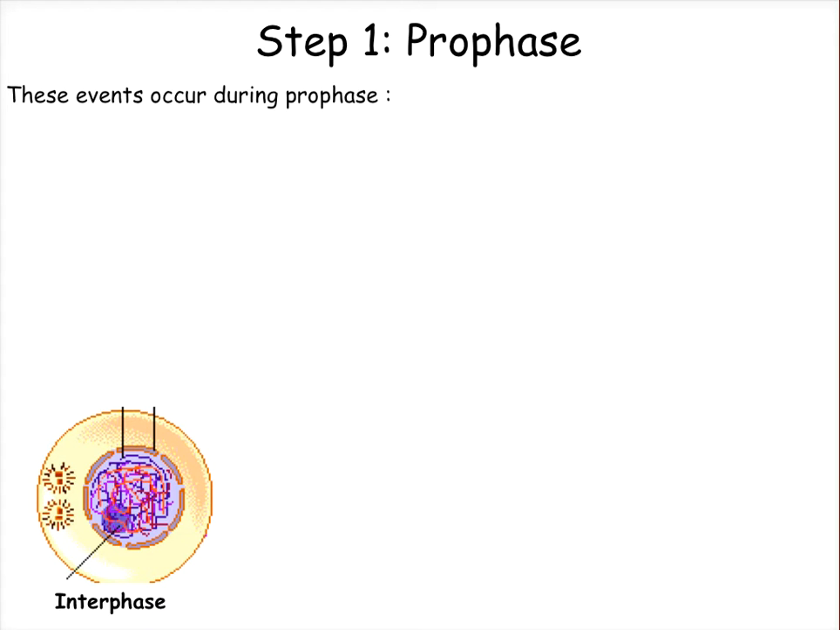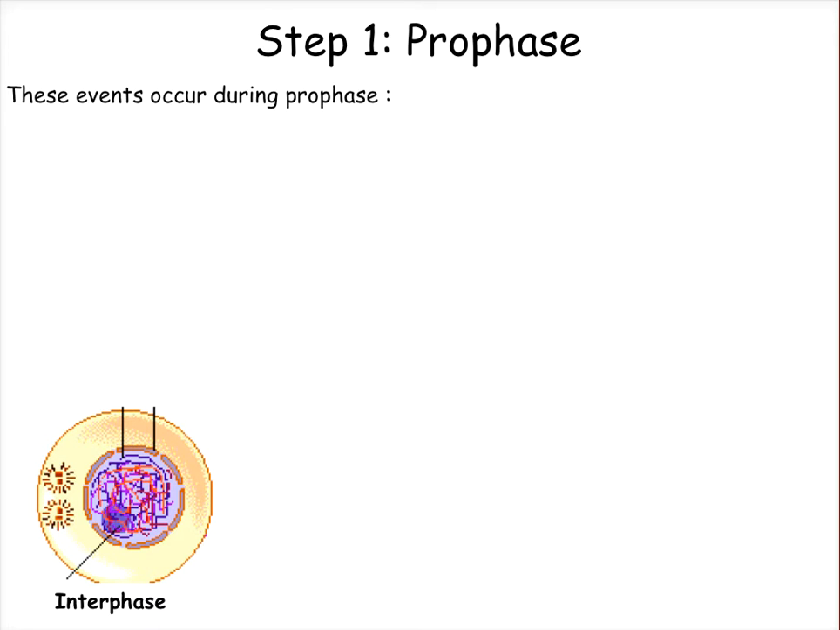However, at some point, the cell will want to divide to make more cells. So it will copy its DNA and its organelles, and then it will move out of interphase and into M phase. The first part of M phase is mitosis, which is the process of dividing the cell's original nucleus into two new identical nuclei.